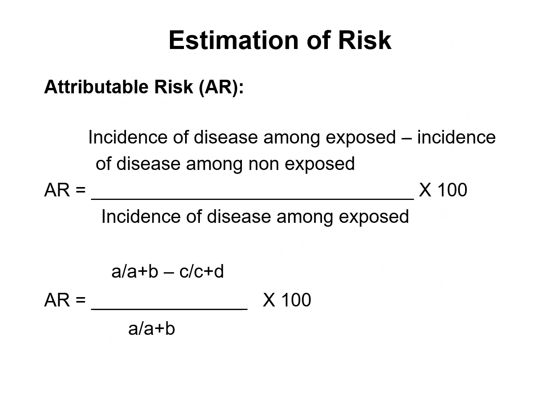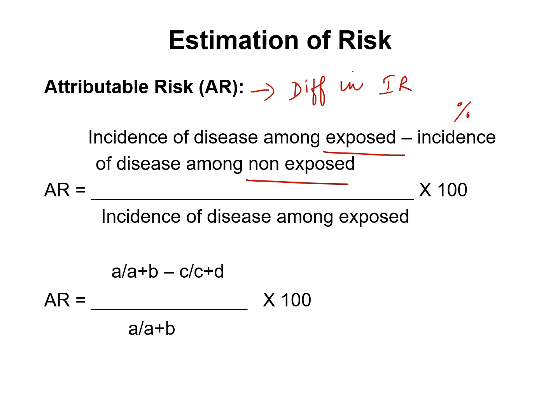Now next is attributable risk. Attributable risk is given as the difference in the incidence rates among the exposed and the non-exposed group, and it is expressed in the form of a percentage. So how is it calculated? Incidence of disease among exposed minus incidence of disease among non-exposed, divided by incidence of disease among exposed, into 100.